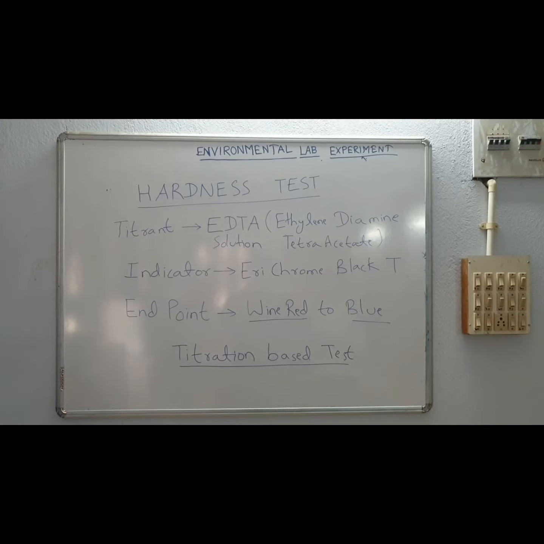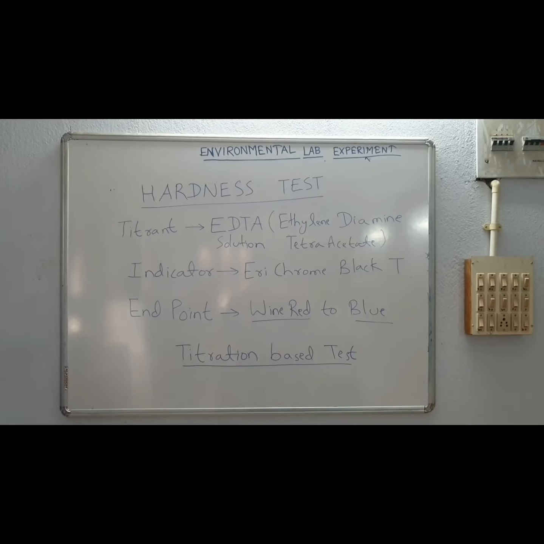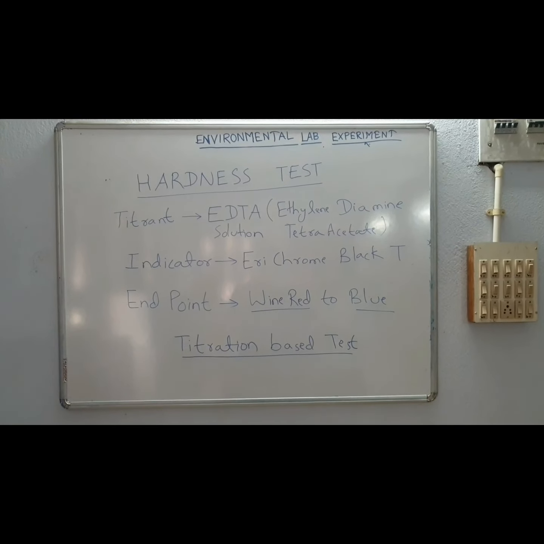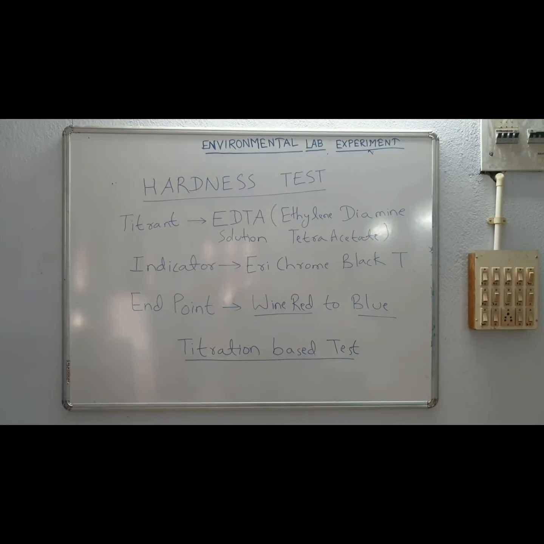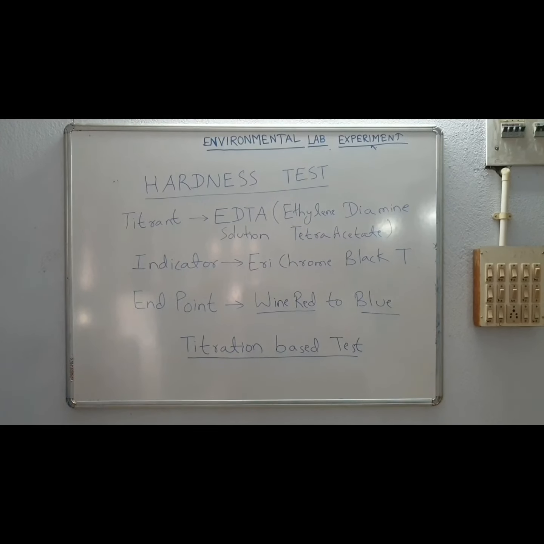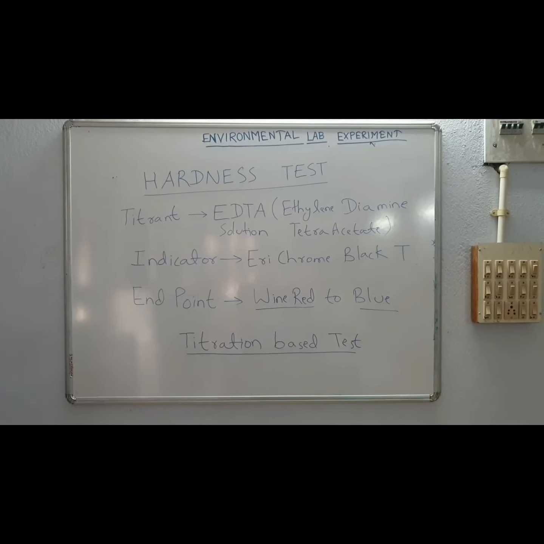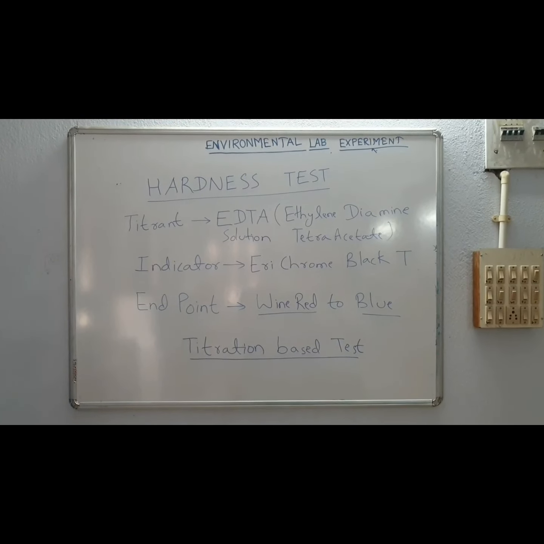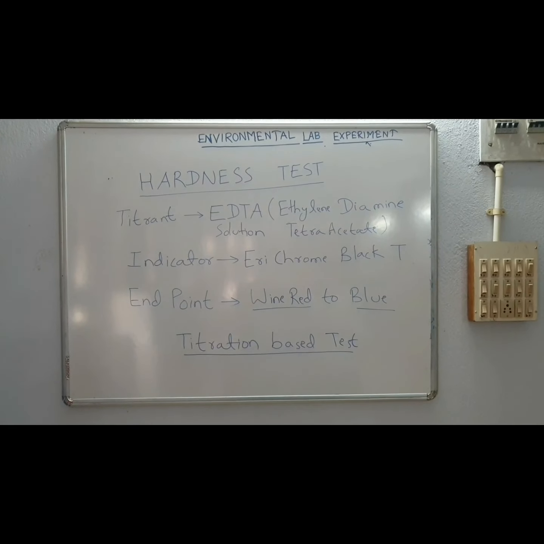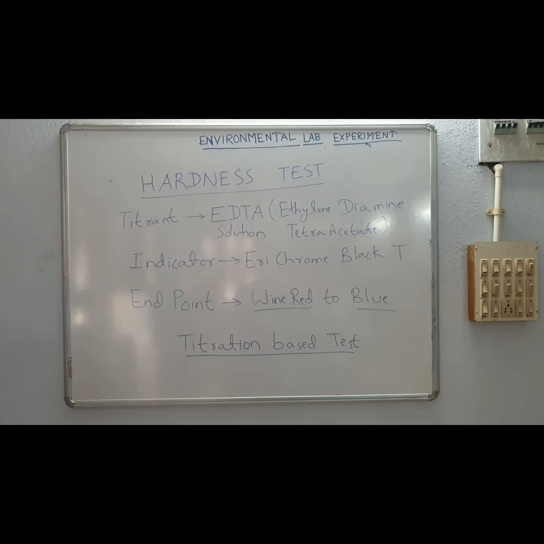We will show you the lab procedure also, but first let me tell you what things are involved. On the board you can see that the titration test will be performed. The titrant that will be used is EDTA solution, that is ethylene diamine tetraacetate solution. How is it prepared? It is prepared using ethylene diamine tetraacetate powder, diluted in distilled water up to 1000 milliliter to prepare the EDTA solution. That is the titrant, and it will be in the burette. I'll show you the burette in a couple of minutes.